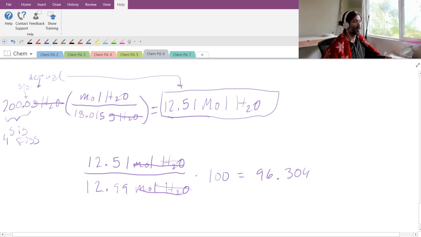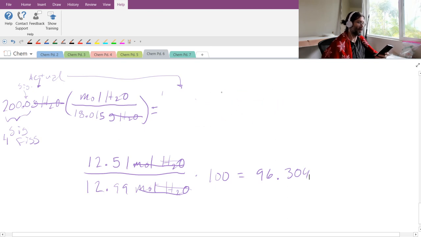I just caught us out here. You see this number here, 12.51? I just ran that through the calculator. 200 divided by 18.015 is not 12.51. Oh no, it's way different. That's 11.1018. Again, rounded to four significant figures, we have 11.10 moles of H2O.